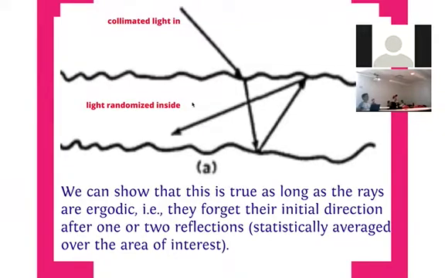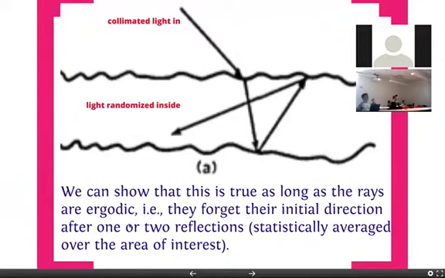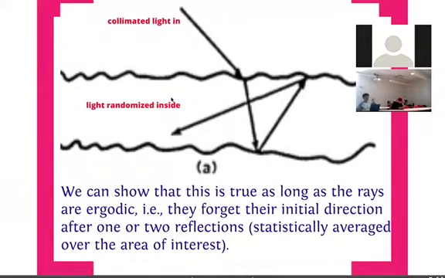In fact, you can rigorously show that this is true as long as the rays forget their initial direction after one or two reflections, which is, of course, statistically averaged over a big illumination area. So imagine a big beam coming in, illuminating this whole area. You have to average over all these rays. In average, once they have refracted into the medium and bounced around due to total internal reflection, the direction of the rays becomes completely randomized. It's a very important assumption, and we'll come back to it again and again in this lecture. But keep that in mind.